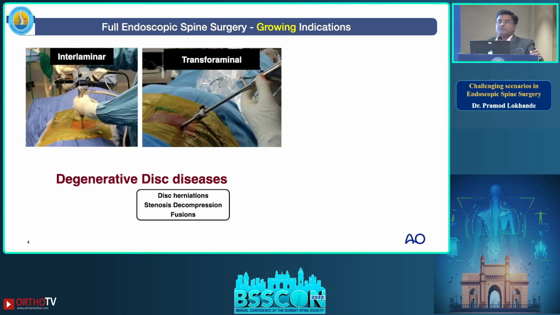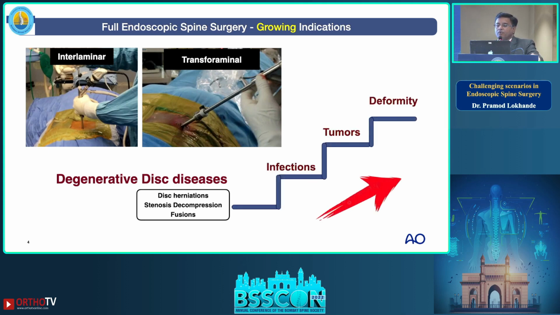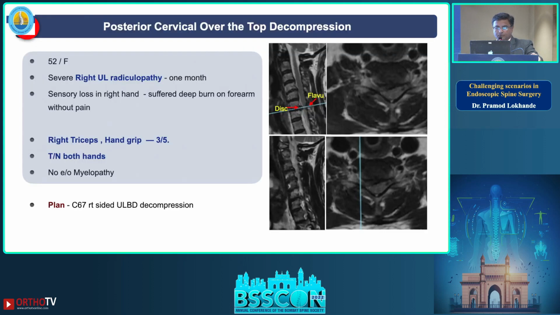So all of us know that full endoscopy is an established technique for degenerative disc diseases, mainly disc herniations, stenosis decompressions, and recently I think fusions have also come up. And the aim of this talk today is to focus on these other aspects of spine pathologies: infection, tumors, and deformity. And my job is to share our experience, whether it's possible for us to tackle these particular pathologies.